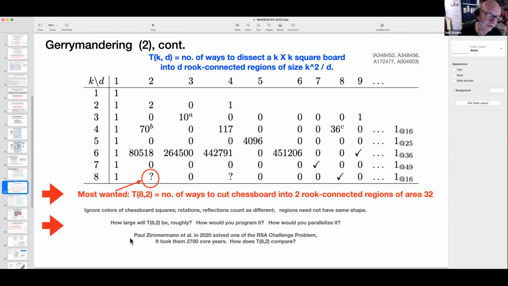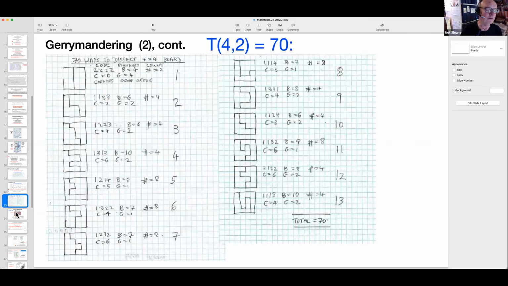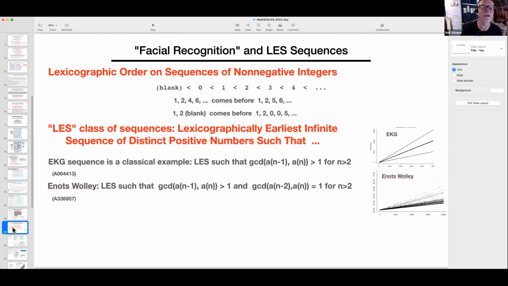And I mentioned that Paul Zimmermann and his colleagues in 2020 solved one of the RSA challenge problems, and it took them 2,700 core years. And they used, obviously, a lot of computers in parallel. How long will it take to find out the answer for this? That's a homework assignment. I showed you that, and I showed you that. And that's the end of it.